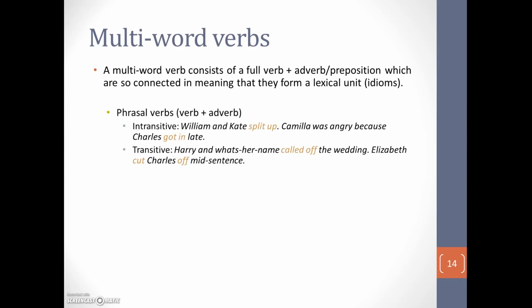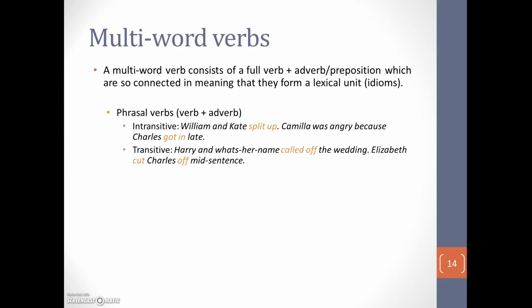Now, again, we have different types. One type here, the phrasal verbs, is a construction that consists of a verb plus an adverb. Okay, and again, these can be intransitive and transitive. So here we have some examples. To split up, for instance, that's a phrasal verb. To split, obviously that's a verb, and you can split a lot of things, but to split up means a particular type of splitting. Okay, that means it's an idiom, it's a lexical unit. You can't just say split down or something like that, and you can't just exchange that adverb.